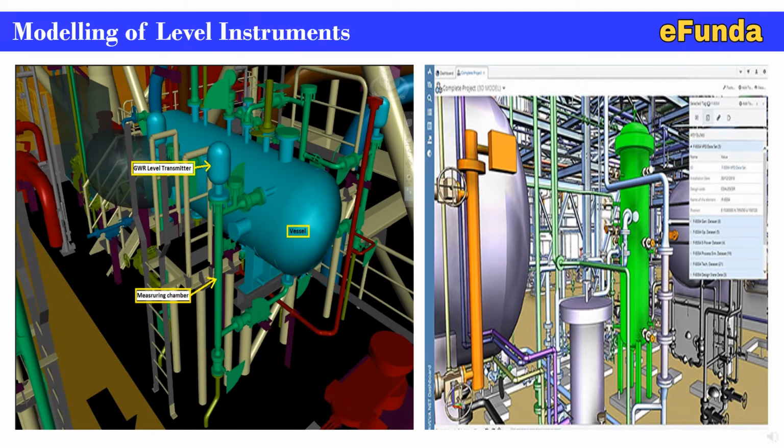Similarly, the drain connections are also shown, and isolation valves are provided between the piping valve as well and vessel. Similarly, on the other side, the right hand side photograph, one can see how the modeling activities are being done.